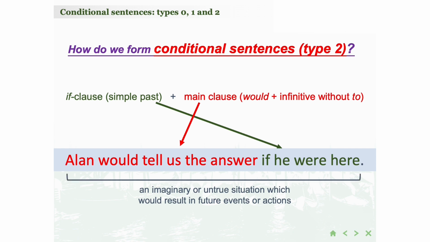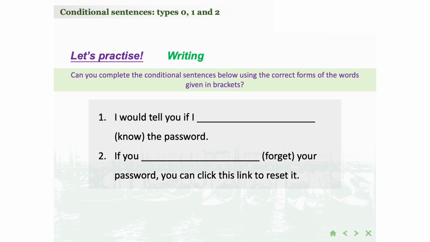Now let's practice using three types of conditional sentences. Can you complete the conditional sentences below using the words given in brackets? The answers are knew and forget.